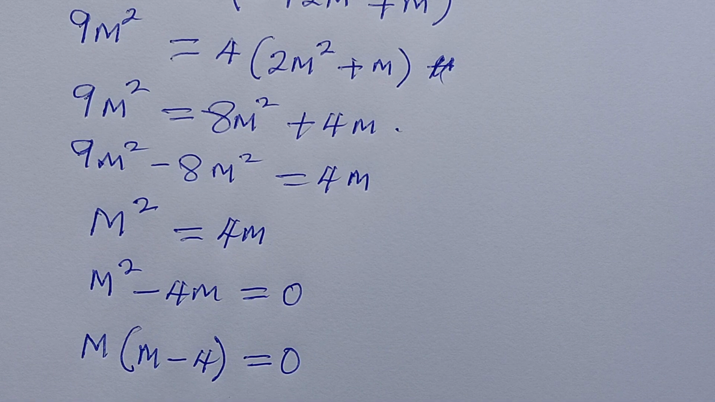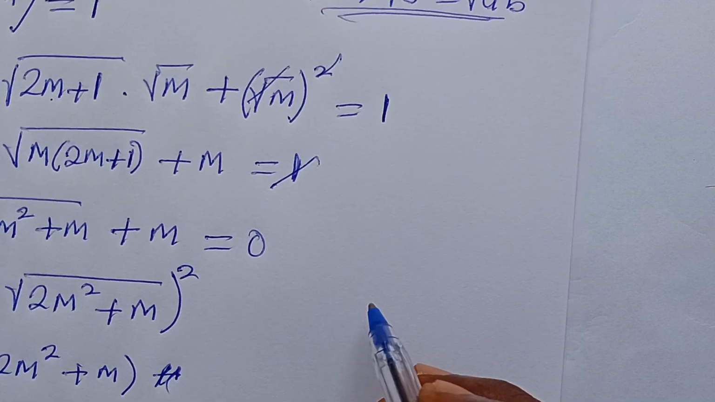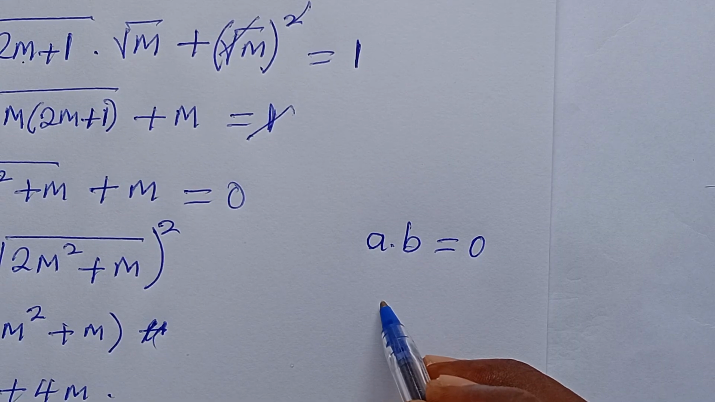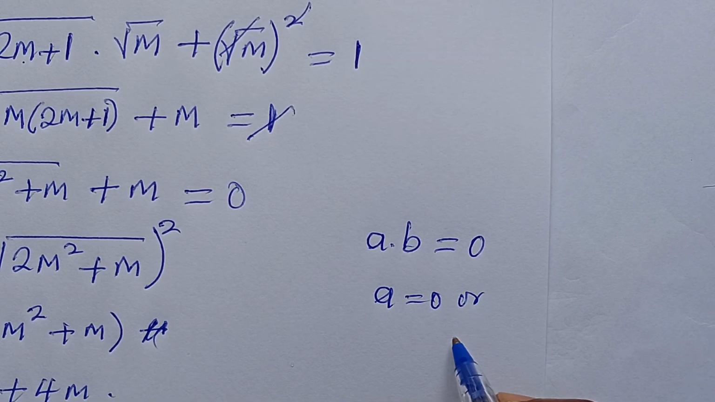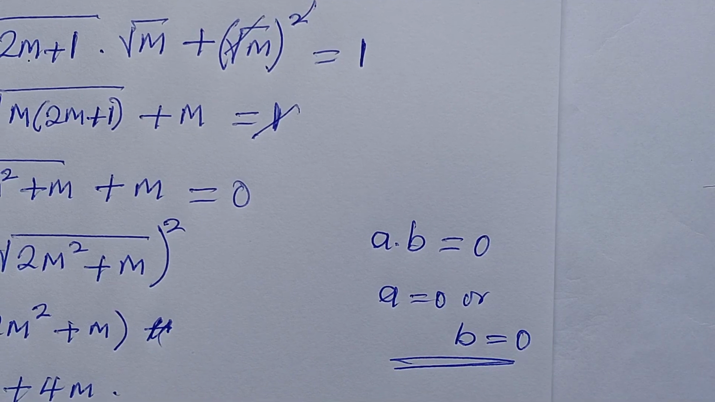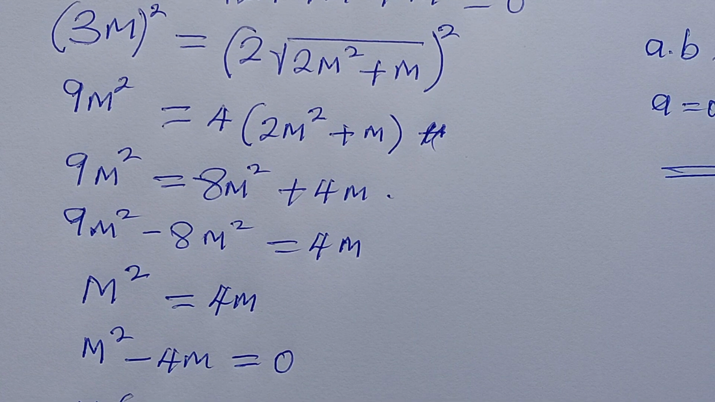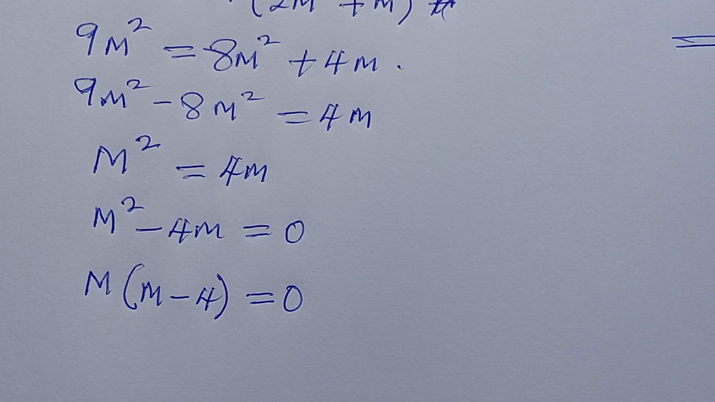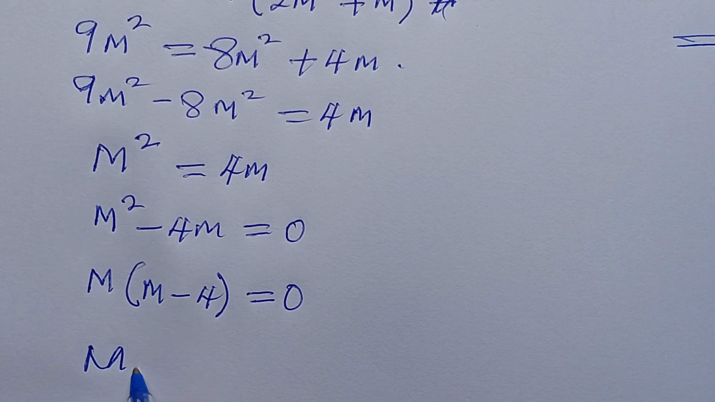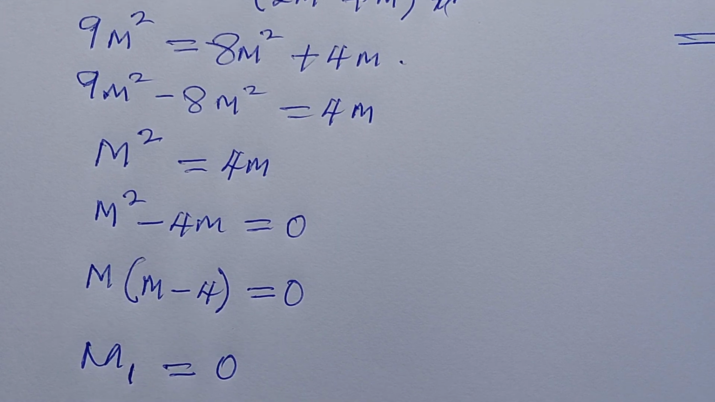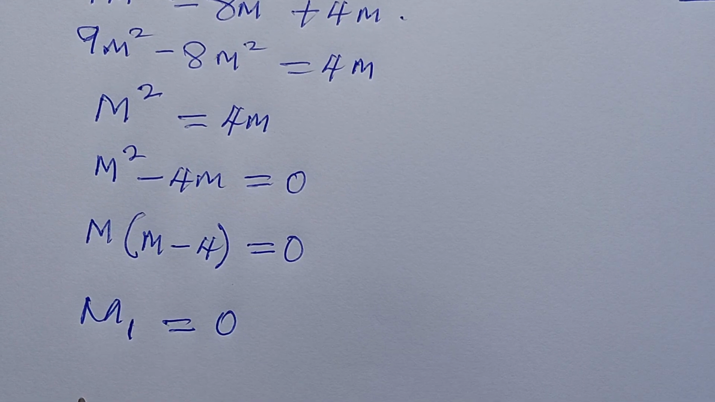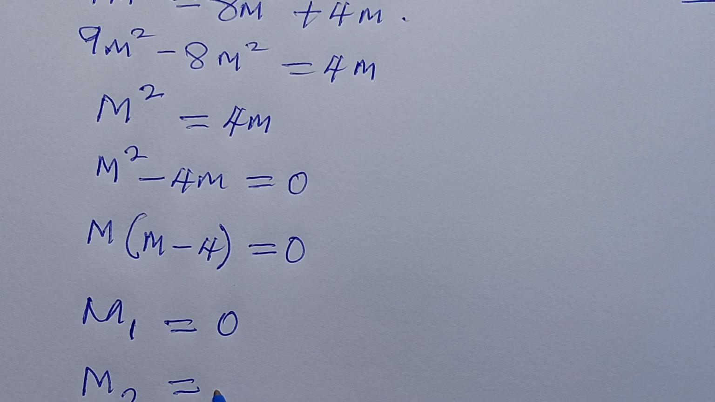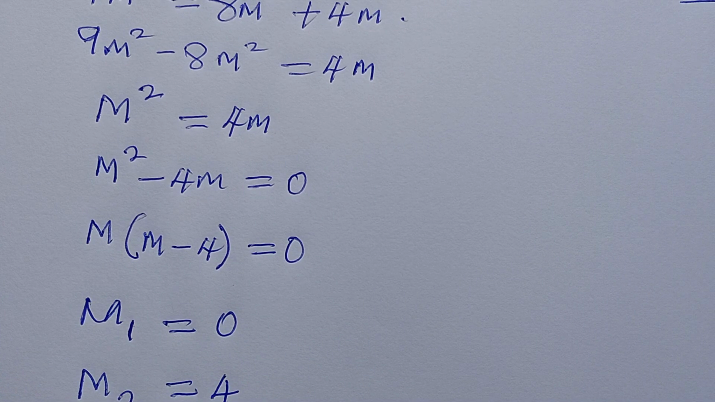Here we apply what we call the zero property. And the zero property says that if a times b equal to 0, then we're going to have either a equal to 0 or b equal to 0. One of them must give us 0. But since we are not certain of the quantity that is going to be 0, we use the word either. Okay, so this is going to give us our m1 equal to 0. So this is the first root, and the second root, we're going to have our m2 will now be equal to, we move this to the right hand side, that will give us positive 4.